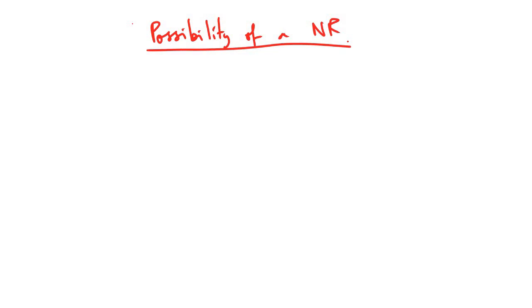About a very basic concept, and this concept is the possibility of a nuclear reaction. So we will try to find when a nuclear reaction can happen. Let me write down in our basic nomenclature. Let us consider a nuclear reaction.